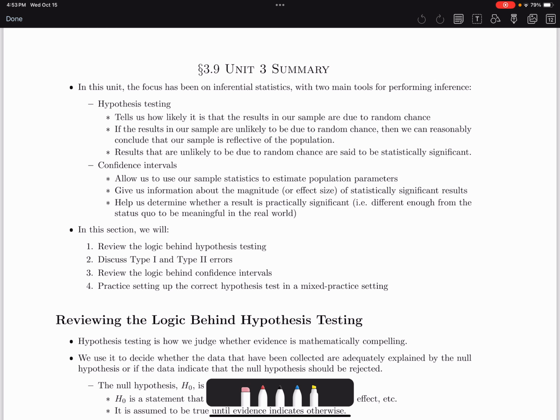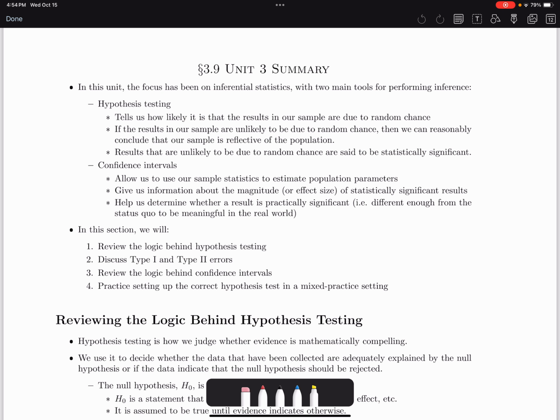All right, welcome back to another lecture. This is going to be the last section in Unit 3. We're almost done. There's just a few more topics that we'll cover in Unit 4, but we're almost done with everything in this course. And this section is just going to be a summary of what we talked about in Chapter 3.